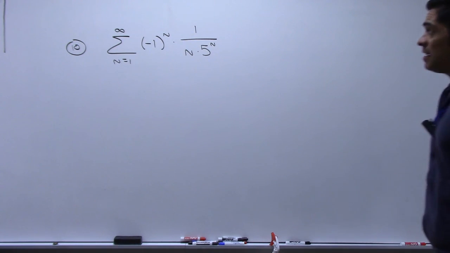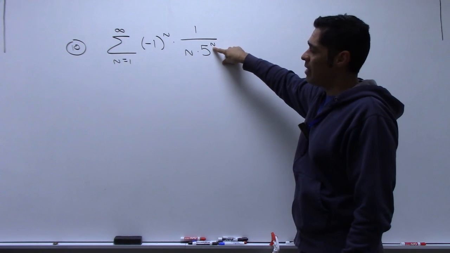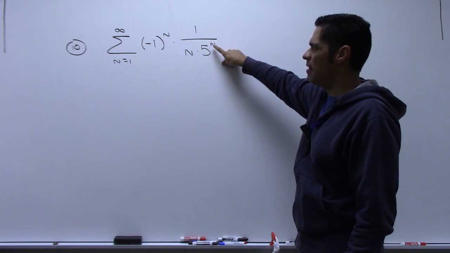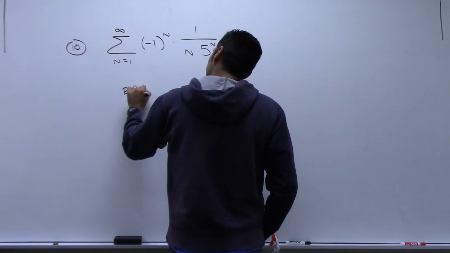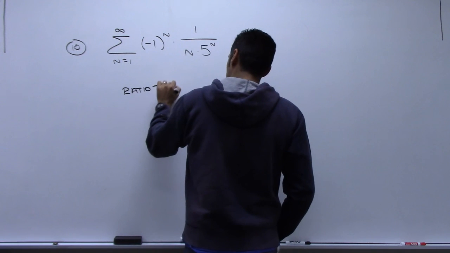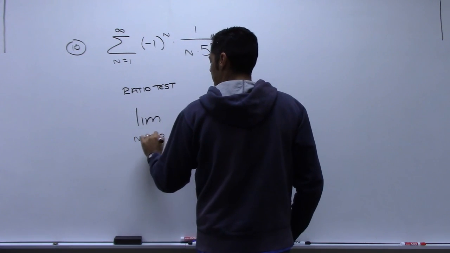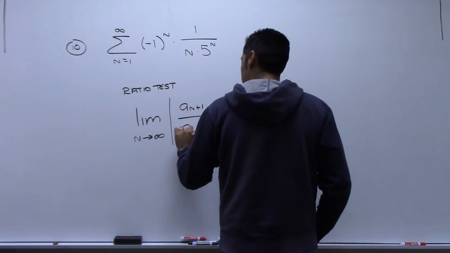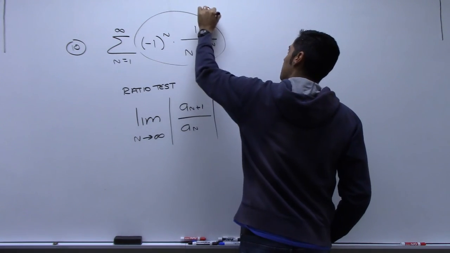Well, I can use any test I want here. And since I see an exponent, I'm actually going to use the ratio test, because anytime I see exponents, I like to try that first. So with the ratio test, I'm going to set up a limit as n goes to infinity of a sub n plus 1 over a sub n.